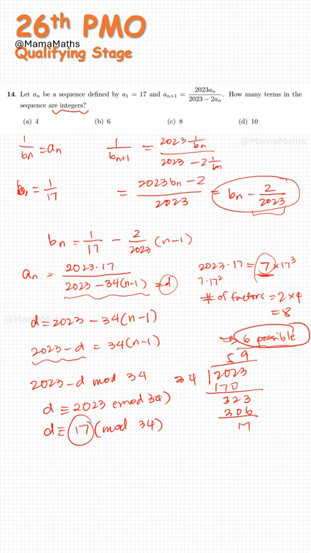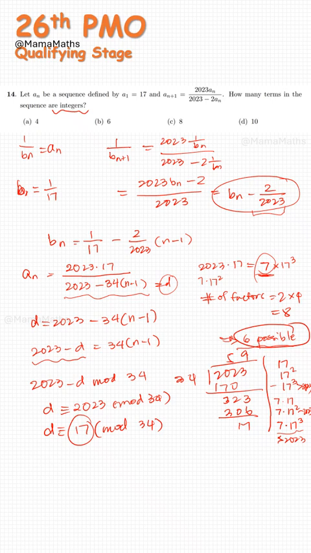Okay, I'll list it here: we have 17, 17 squared, 17 cubed, 7 times 17, 7 times 17 squared, 7 times 17 cubed. Now take note. This one is 2023. This one is greater than 2023. This one is also greater than 2023.